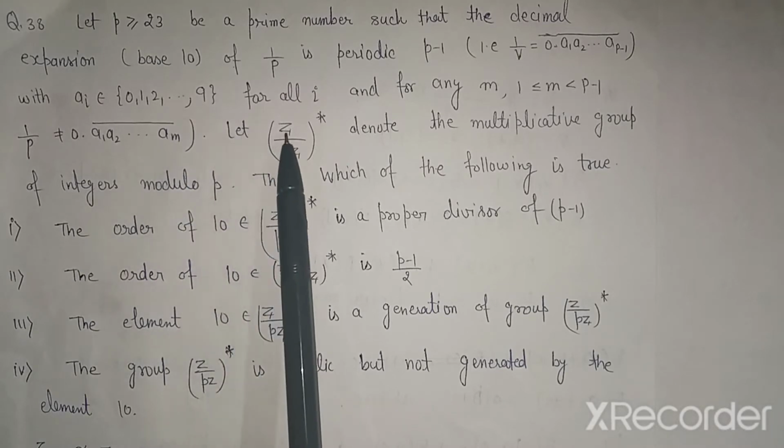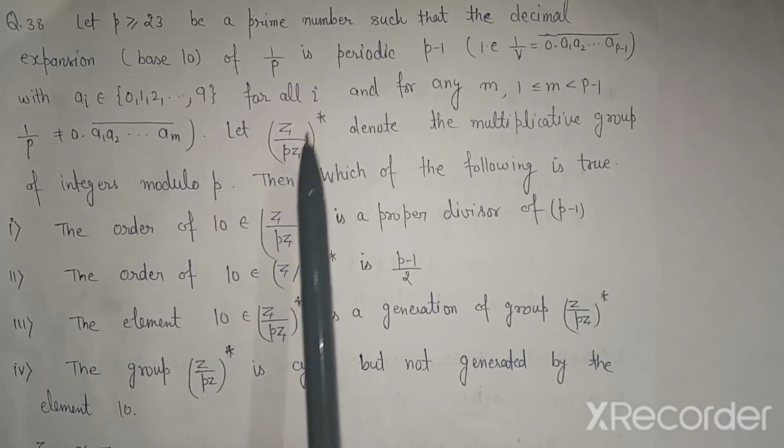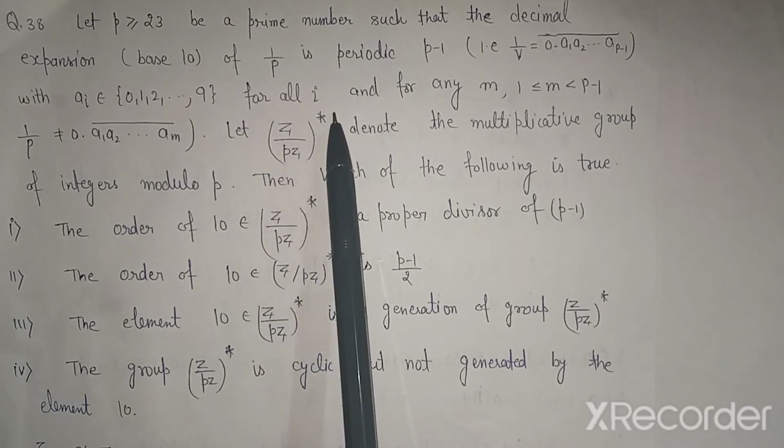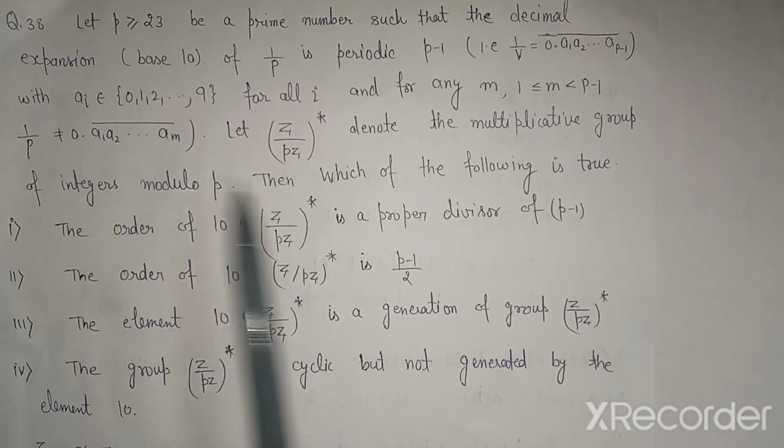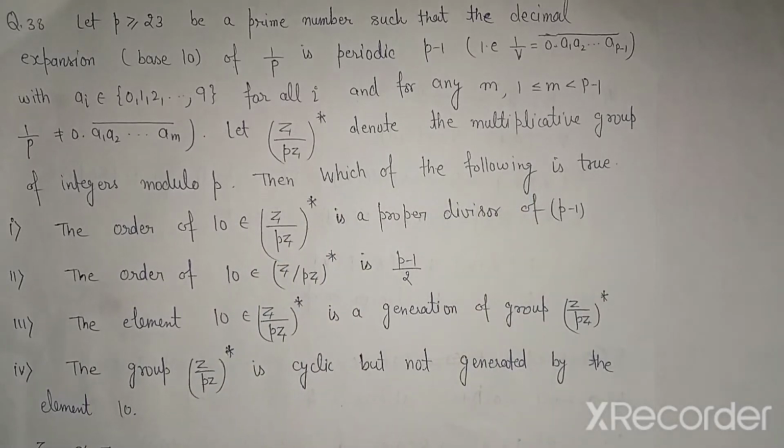So let Z by pZ, this quotient group star, denote the multiplicative group of integers modulo p. Then which of the following is true?